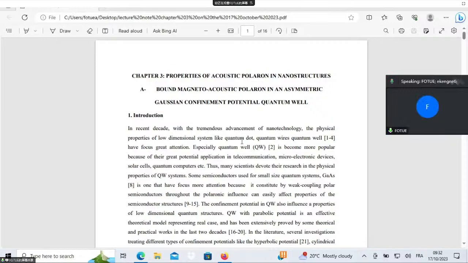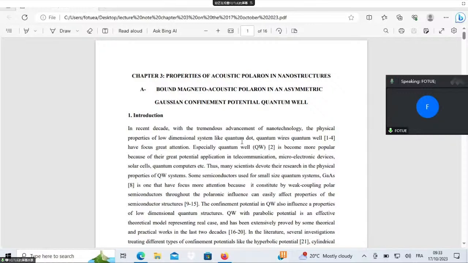Today we are going to continue with chapter 3, which deals with the properties of acoustic polaron in nanostructure. It's a main chapter which contains many parts. As we know, last month we investigated the generality of acoustic polaron in nanostructure. As we are already aware, beside the optical phonon, which has a high frequency, we also have the acoustic phonon, and that acoustic phonon interacts with the electron and forms what we can call the acoustic polaron.